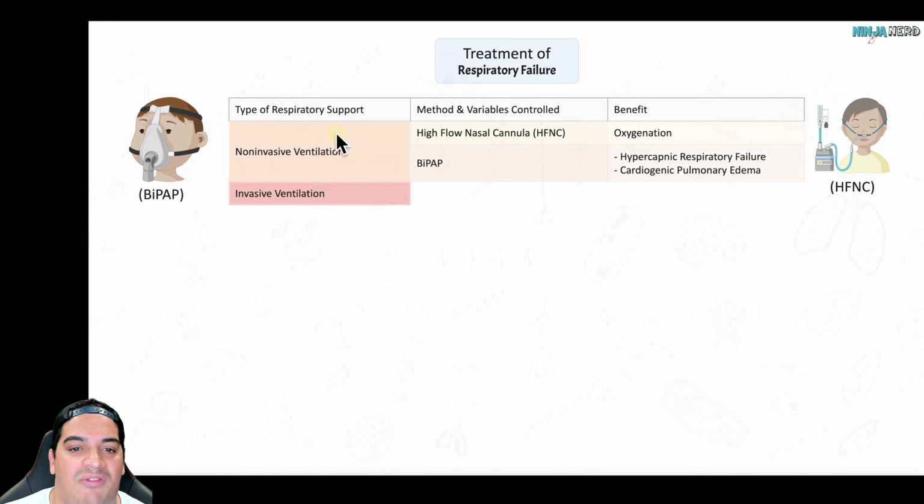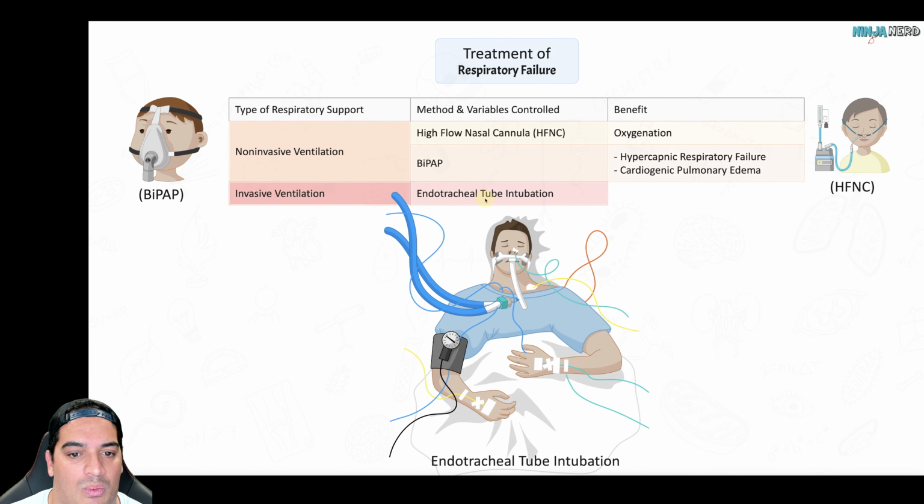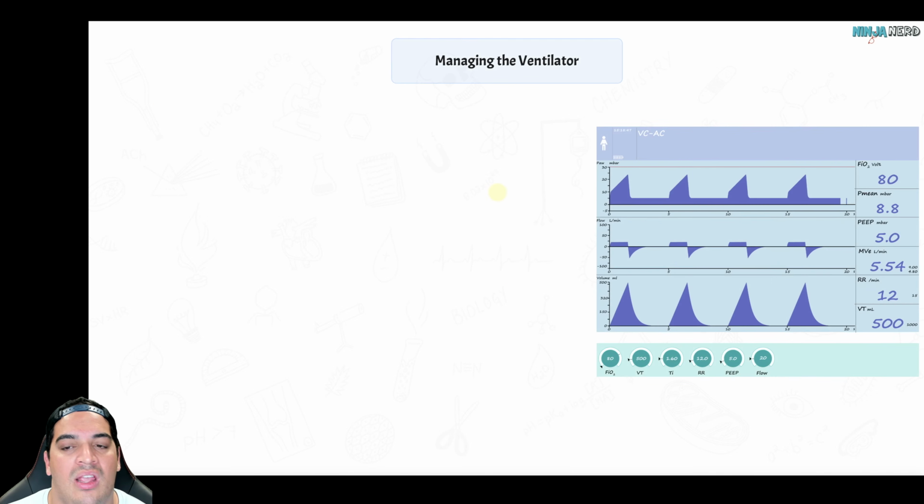Now, if a patient fails non-invasive ventilation, oftentimes what we'll go to is endotracheal tube intubation. And this is usually going to be in refractory respiratory failure. In other words, we've tried high-flow nasal cannula to oxygenate them. We've tried BiPAP to reduce their work of breathing. We've tried all the therapies to treat the underlying cause. They're still refractory, then you may have to intubate them. That leads to the next step.